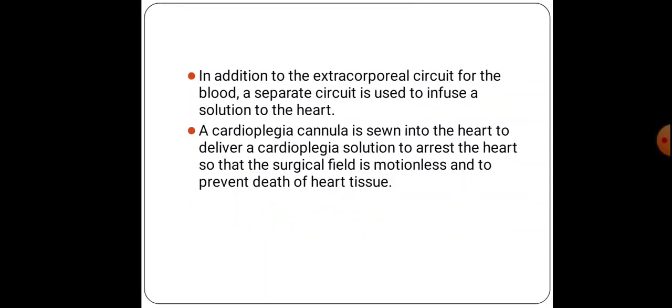In addition to the extracorporeal circuit for the blood, a separate circuit is used to infuse a solution to the heart, because we have to cease the function of the heart with the help of cardioplegia. For that we have to supply some amount of solution. A cardioplegia cannula is a tube inserted through a hole made in the heart, and with the help of the tube we insert the solution into the heart. So a cardioplegia cannula is placed into the heart to deliver the cardioplegia solution to arrest the heart.